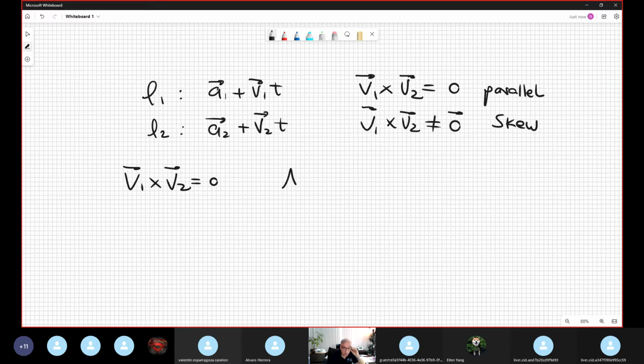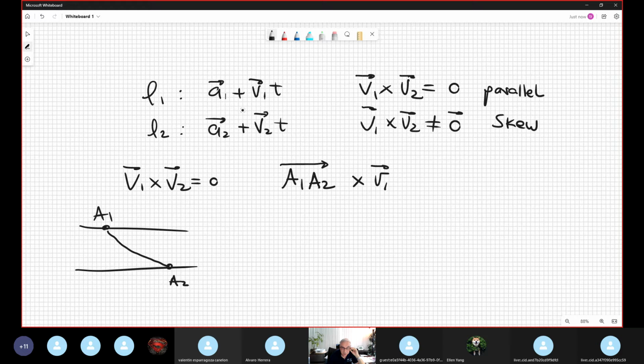The formula for the parallel case, when B1 cross B2 is 0, is easy. You take 1 point on this line, suppose this line is parallel. You take 1 point A1, you take A2, you form a vector. The direction is not important. And you perform the cross product with B1 or B2 because, by the way, they are proportional, and divide by the magnitude. Of course, the absolute value of this gives me this. Boom.